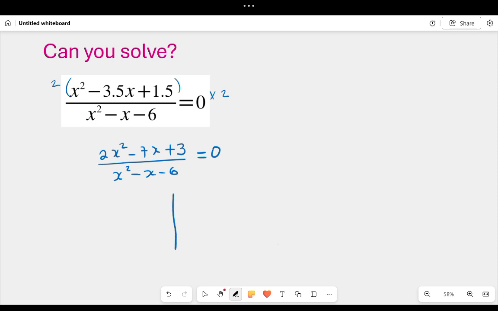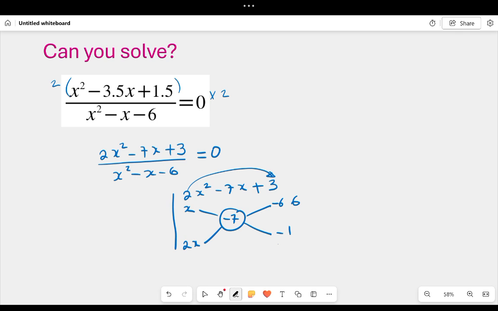So beginning with the numerator, I have 2x squared minus 7x plus 3. Now we need to figure out the two numbers. When I add, I'm going to get negative 7, but when I multiply, I'm going to get positive 6, because 2 times 3 is 6. Now the two numbers are negative 6 and negative 1. And over here, 2x squared can be split as x multiplied by 2x.